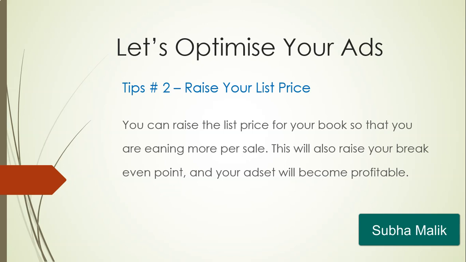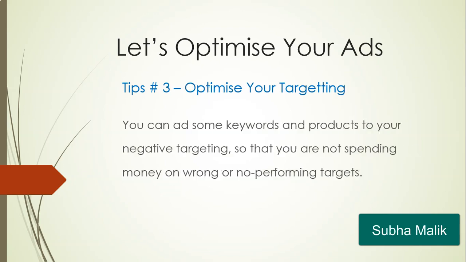Next tip would be, let's optimize your ad, and tip number 2 is raise your list price. This is another thing you can consider doing. If your book is priced at 5.99, then you can raise your price to 6.99. If your book is priced at 6.99, then you can raise the book's price to 7.99 or 8.99. A dollar or two doesn't matter. So you can raise the list price for your book so that you are earning more per sale. This will also raise your break even point and your ad set will become profitable.